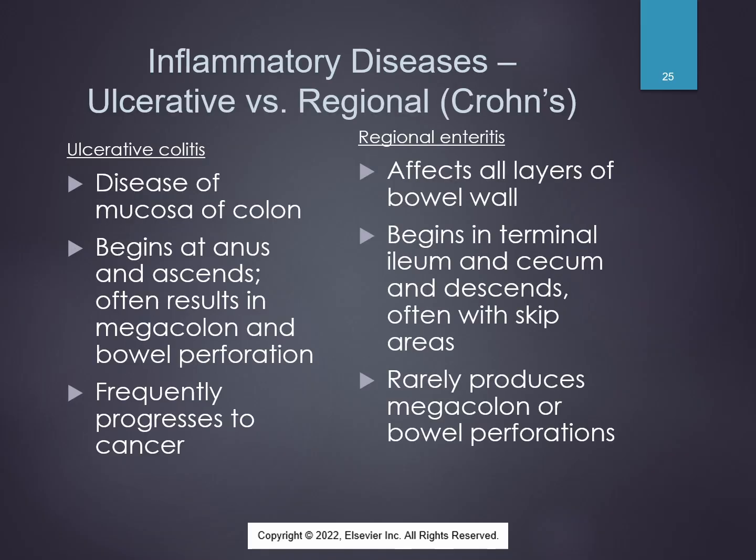Alright, so basically, you just need to know that these two are different. So ulcerative versus regional Crohn's. Ulcerative colitis is the disease of mucosa of the colon, begins at the anus and ascends, often results in megacolon and bowel perforation, frequently progresses to cancer. And then Crohn's disease affects all layers of the bowel wall, begins in the terminal ileum and cecum, and descends often with skip areas. Rarely it produces megacolon or bowel perforations.